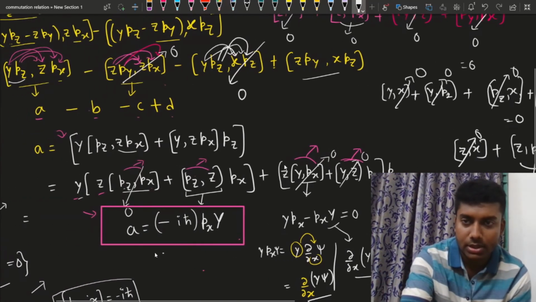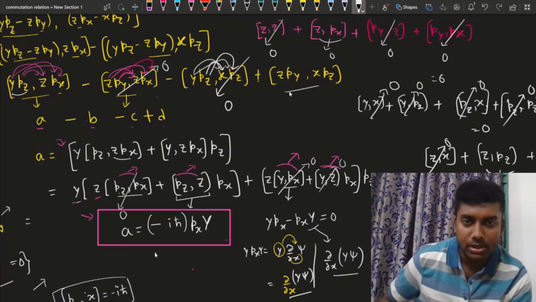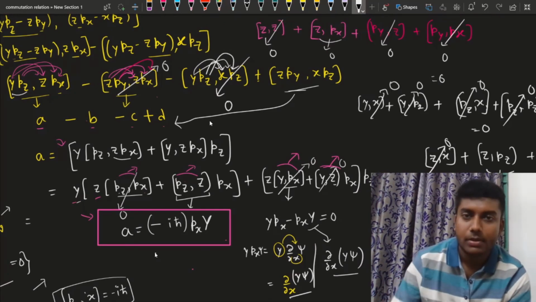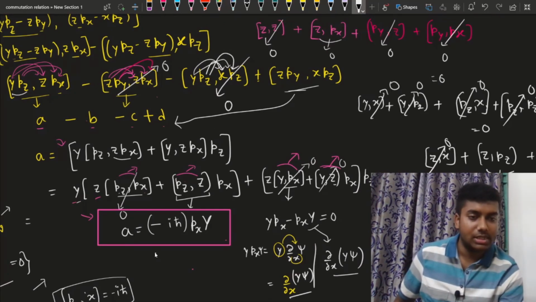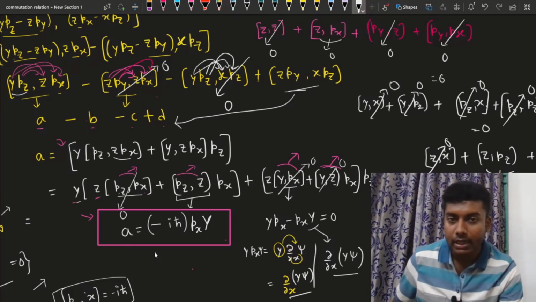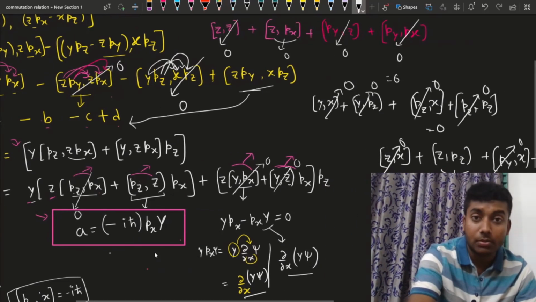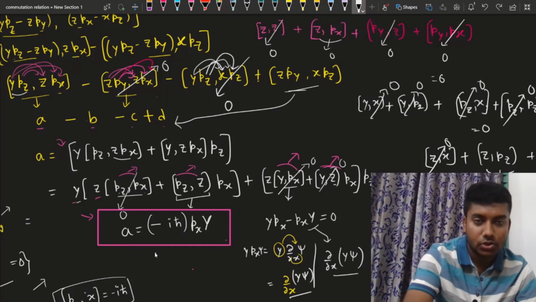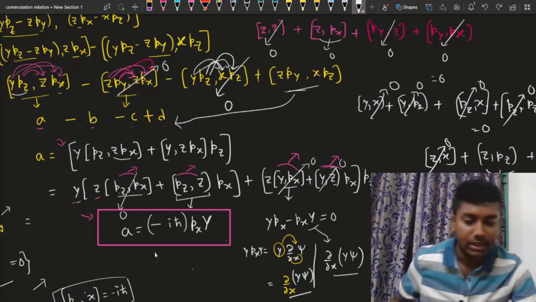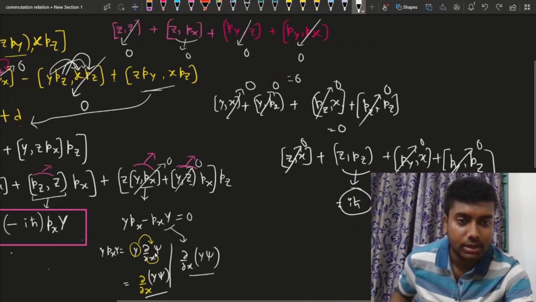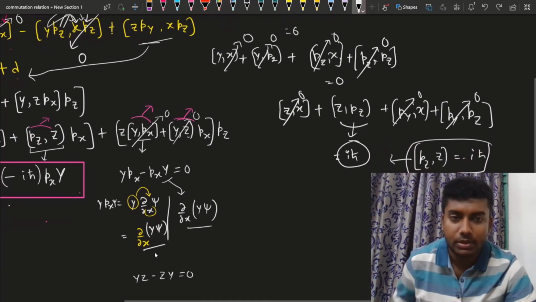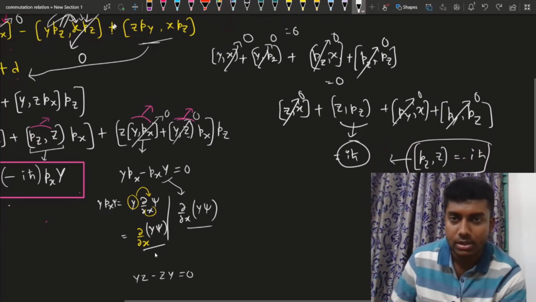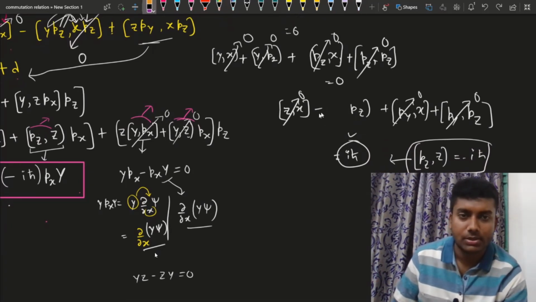So what was this term? This term was our d. So d is equal to iħ, and not only this, it will not be equal to iħ, because I have just done this rough calculation. So what will the actual value of d be? Let us calculate this. The actual value of d. So what was our d? This, right? I am just removing these things.